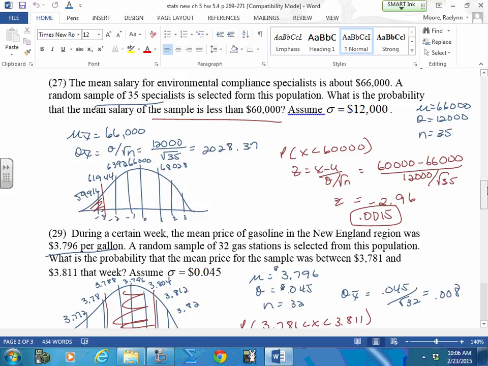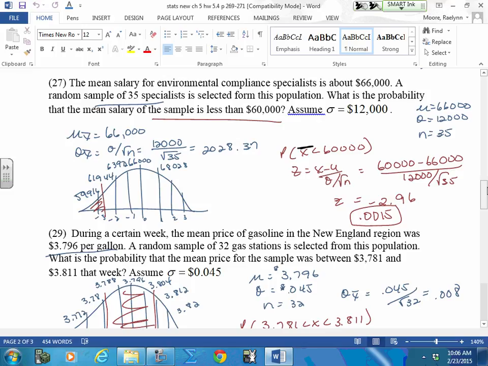What is the probability, here's your probability sentence, that the mean salary of the sample is less than 60,000? And it should say mean, like this. The mean salary of the sample is less than 60,000. Instead of pulling one person at random, I am looking at a sample at random from all my sampling means.